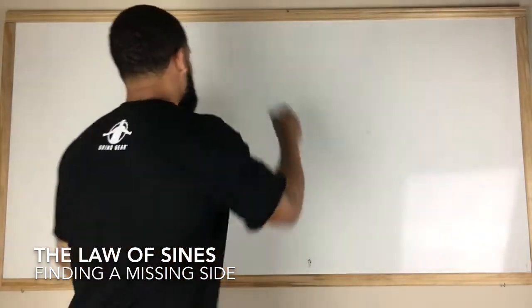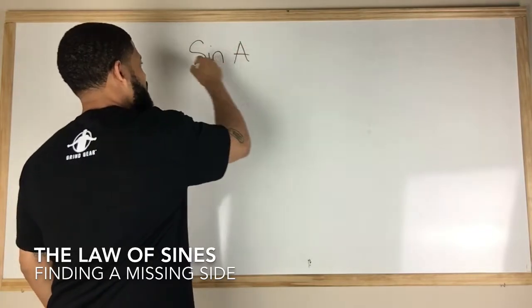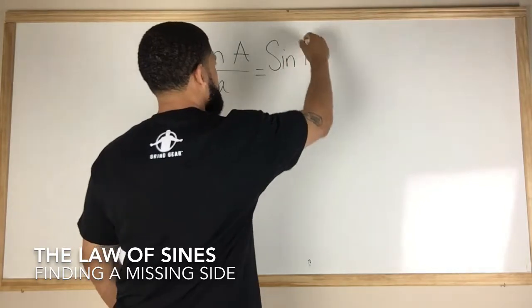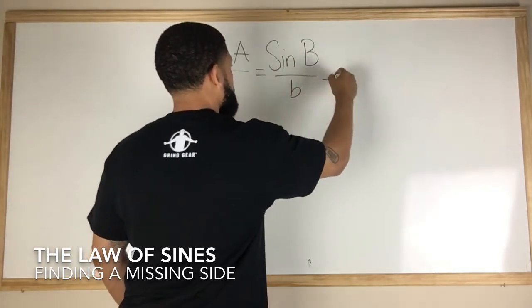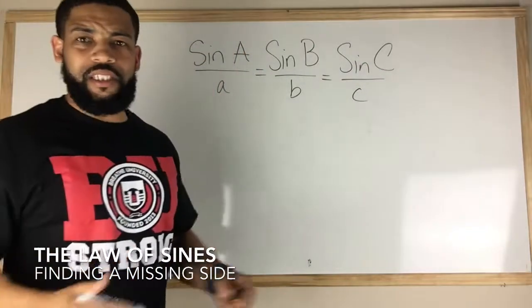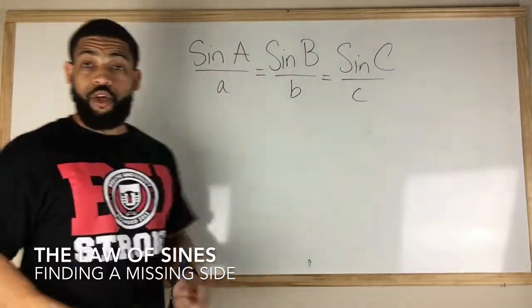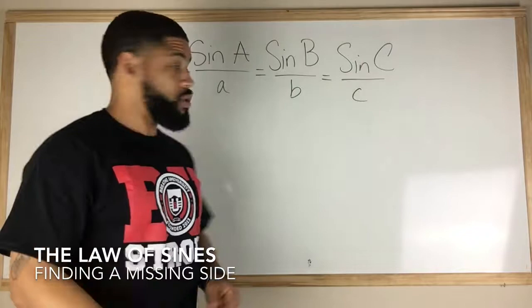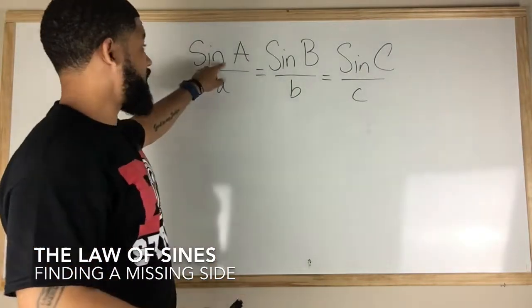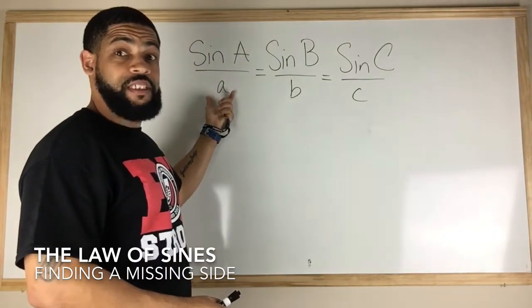Here we go. So, we have the sine of A over A is equal to the sine of B over B is equal to the sine of C over C. Now, what does this mean? Whenever we label a triangle, typically capital letters signify an angle measure, and a lowercase letter signifies a side length. So we have the sine of an angle, and it's going to be over the side that is opposite.